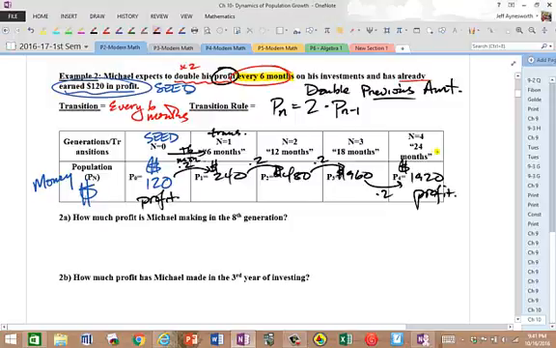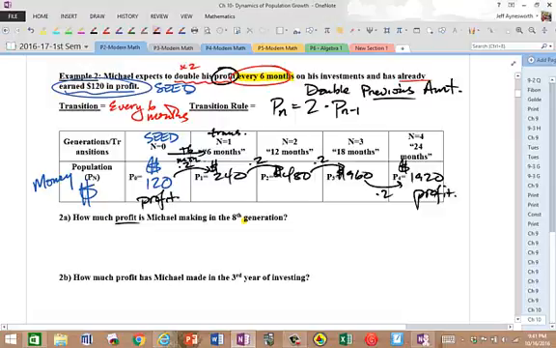How much profit is Michael making in the eighth generation? To figure that out, we need to know how many months have gone by. In the eighth generation, that's 8 times 6.